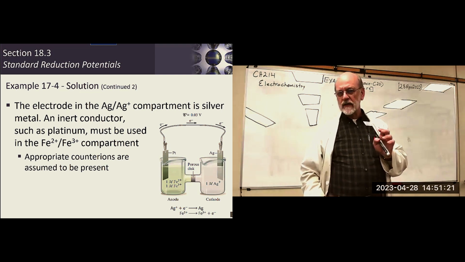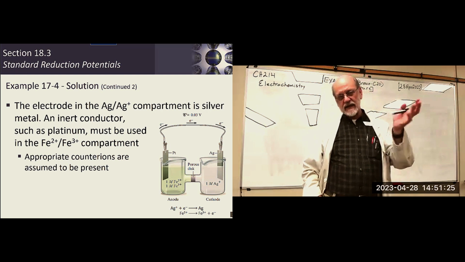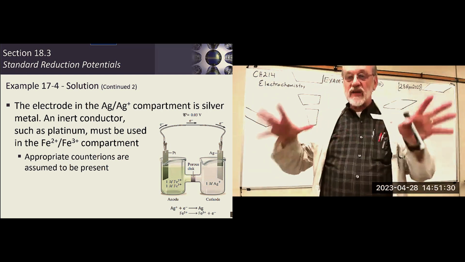Fe(NO3)2, so NO3 taken twice, and Fe(NO3)3, NO3 taken three times. And then the silver nitrate, so they're always soluble.